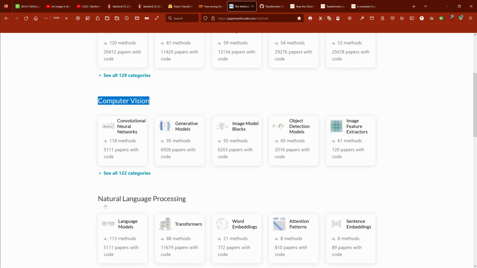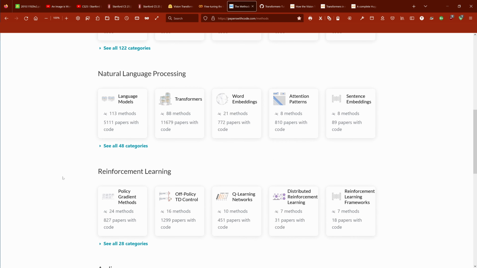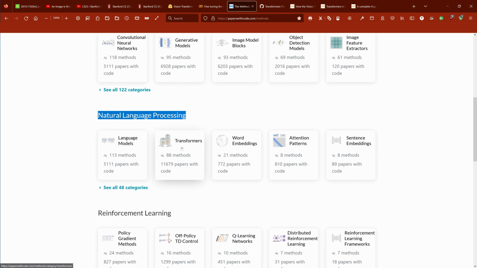So the next one is computer vision and speech, of course. So computer vision, and you see still here, convolutional neural networks, our CNNs, like ResNet, is still here a dominant topic. 118 methods with 5,000 papers. Generative image model blocks, object detection models, image feature extraction, and further 122 categories. Beautiful. Then we go to NLP, language models, then immediately you see transformers. 88 different methods for transformers and 11,000 papers with code on transformers. Heaven's sake, and this just in NLP.